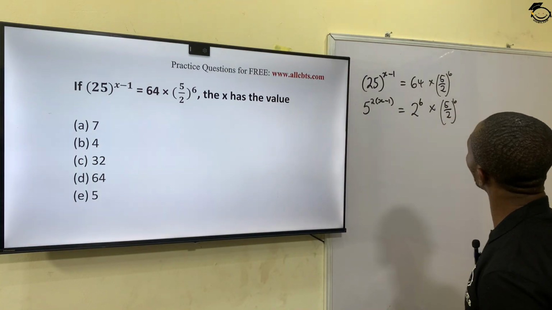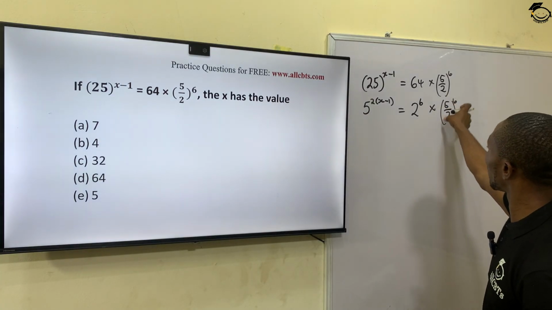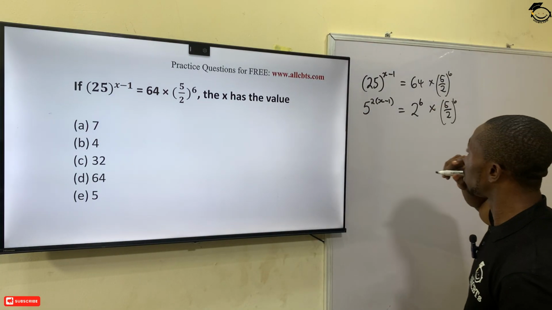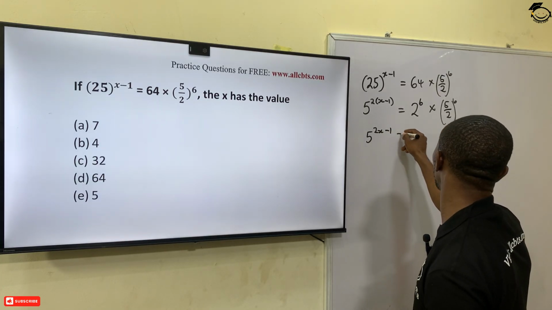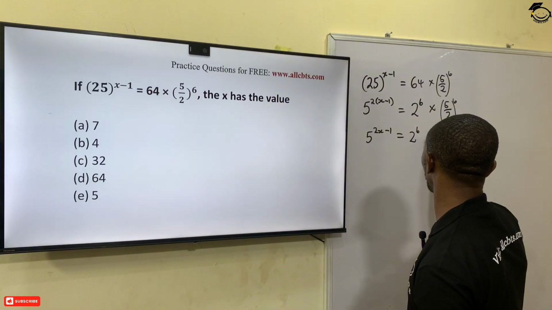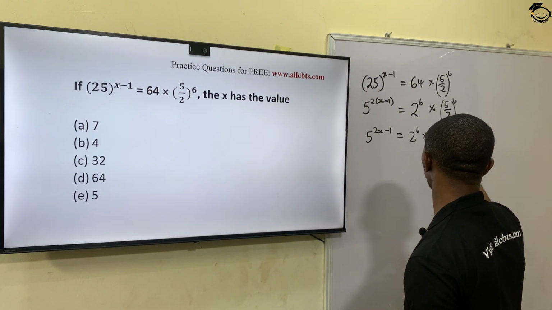Now, our product law says that this raised to the power 6 can be shared among our numbers. So here we are now having it as 5 raised to the power 2x minus 1 equals 2 raised to the power 6 times 5 raised to the power 6 over 2 raised to the power 6.